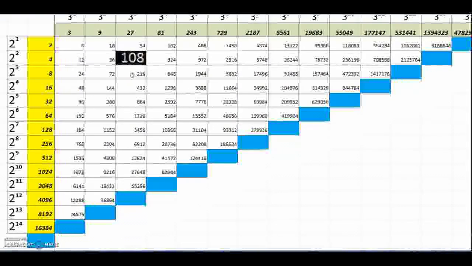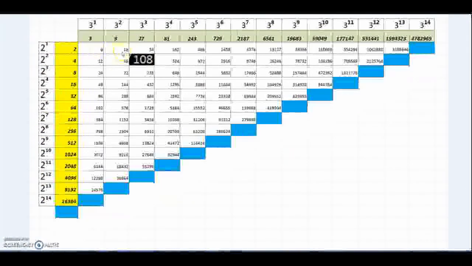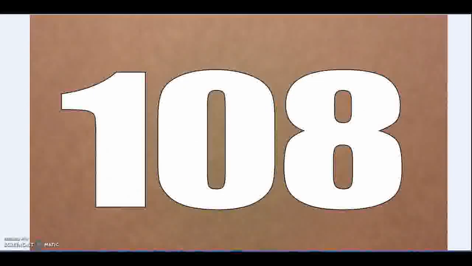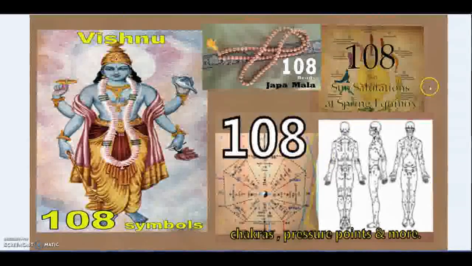What happens is that any multiple of 9, so now we'll just have a look at this column. That's 9. 9 times 2 is 18, 1 plus 8 equals 9. 36: 3 plus 6 equals 9. 72: 7 plus 2 equals 9. If you multiply any number by 9, the digits will reduce back to 9. That's why this happens, and there's more to it, but anyway, 108 is basically a 9 number. Now, for instance, in Eastern tradition, amongst others, Vishnu has 108 symbols attached to him. There are 108 chakras or pressure points.